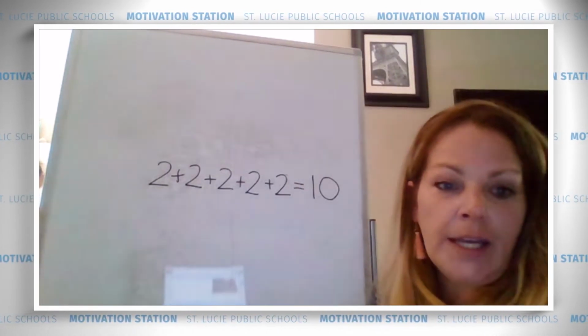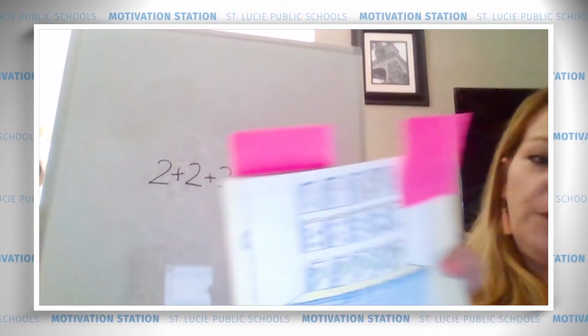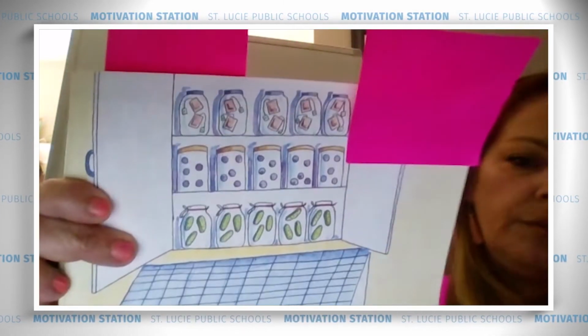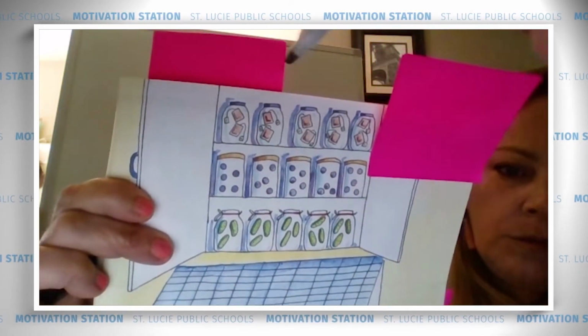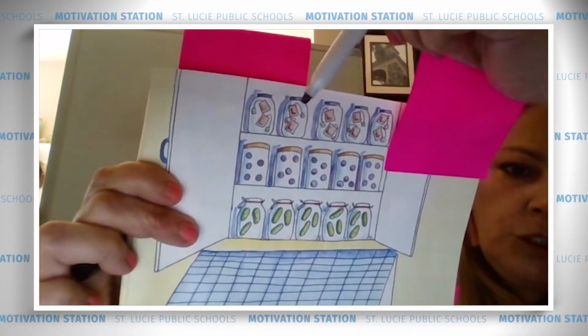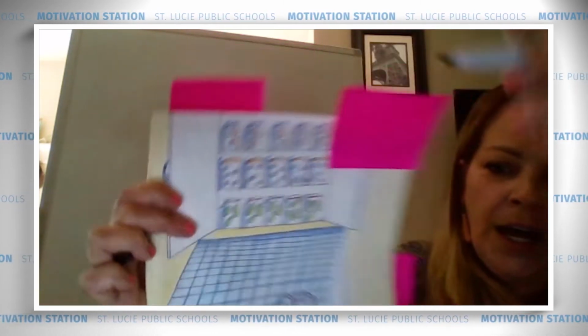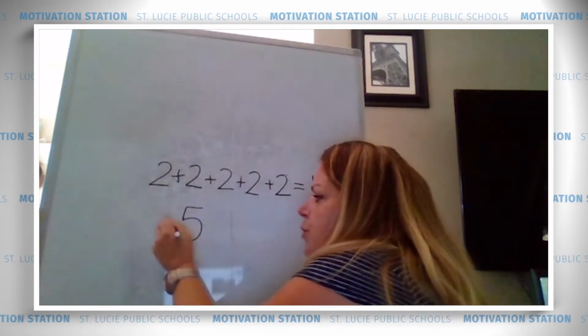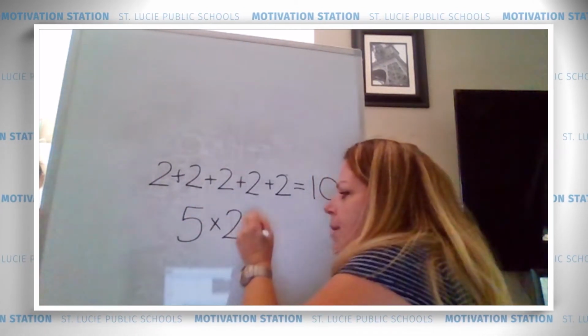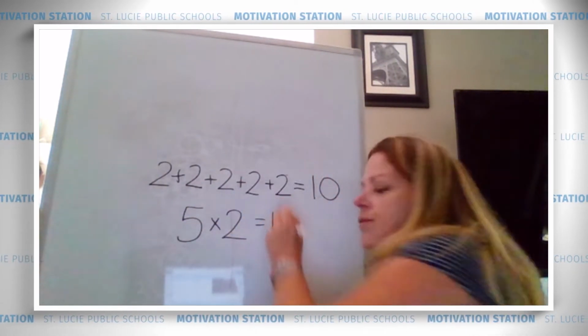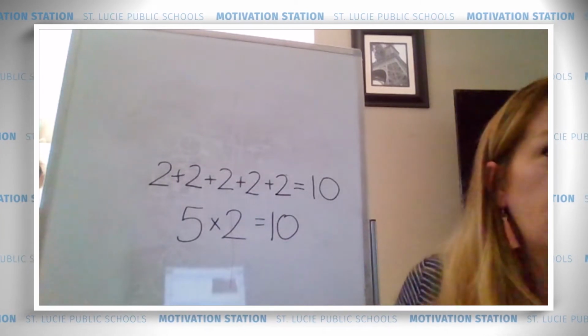If I wanted to write that as a multiplication equation, I'm going to look at how many jars I have. 1, 2, 3, 4, 5. So I have 5 groups of 2 tea bags, which gives me a total of 10 tea bags.